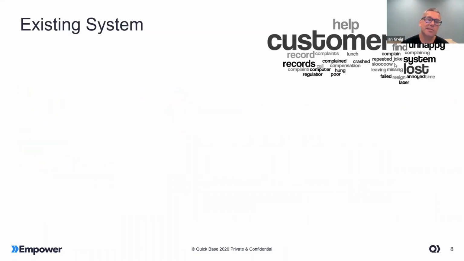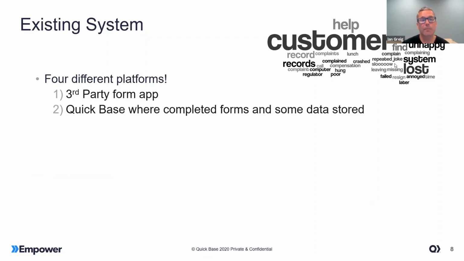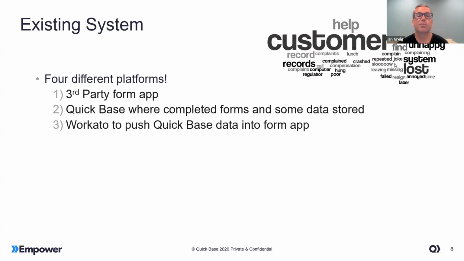To give you a bit of background on why we moved to the mobile version, we had an existing system with 4 different platforms. We had a third-party form app, which technicians had installed on their devices and used in the field. We used QuickBase, where a completed form would go and some data would be stored. We used Workato to push QuickBase data into the form for things like choosing your name or the job you're working on, which is all managed in QuickBase. So we made it available in the form that way.